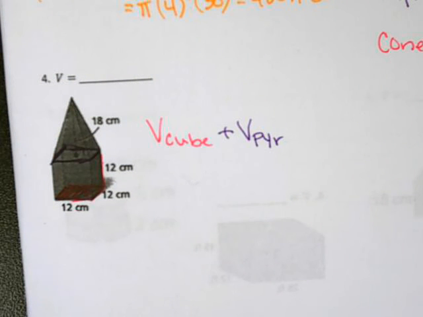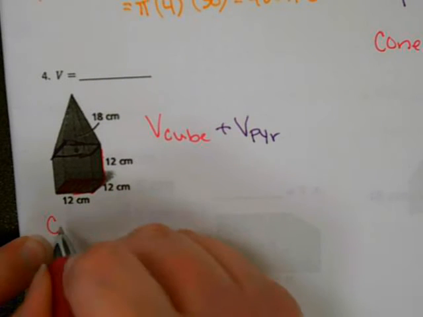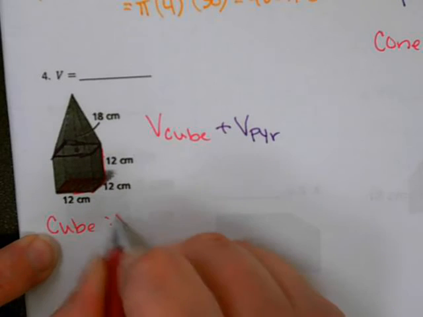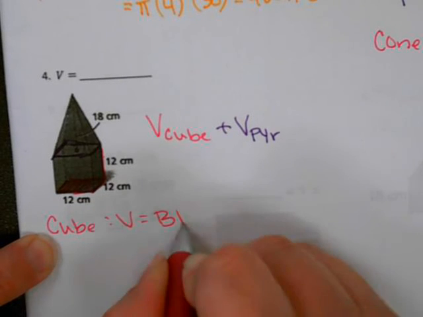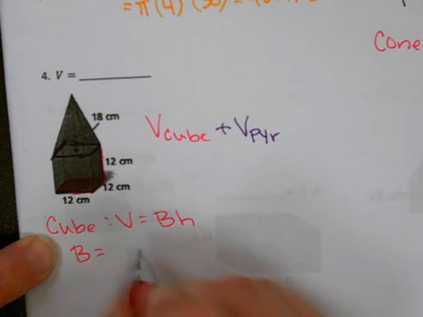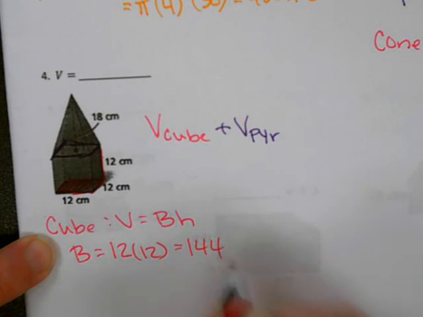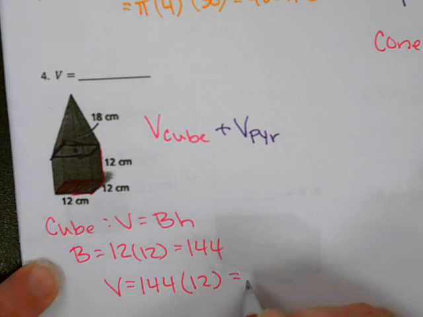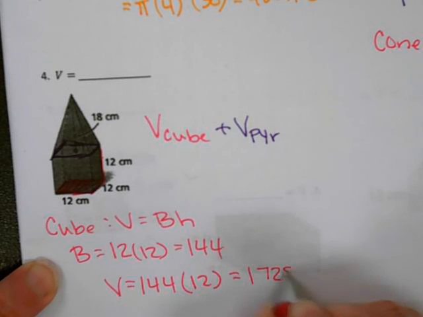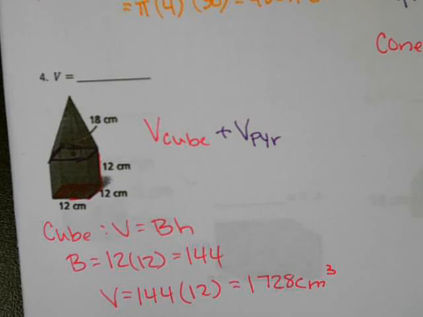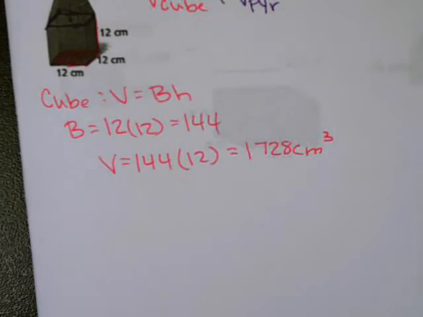Alright, let's do the cube first because that's nice and easy, right? The cube is the volume is equal to the area of the base times the height. Base is 12 times 12, which means we get the base to be 144. So the volume is 144 times 12, which means that volume is 1,728 centimeters cubed. And then we need the volume of that square pyramid.